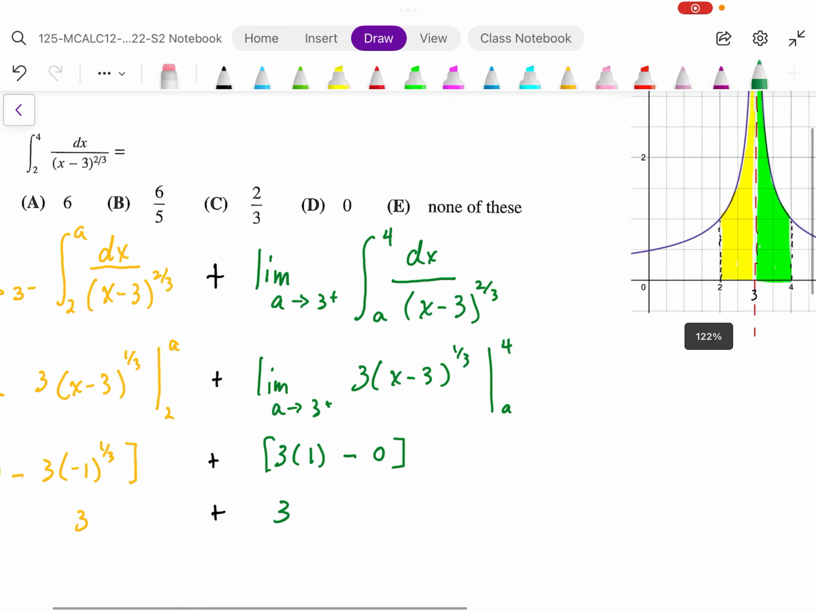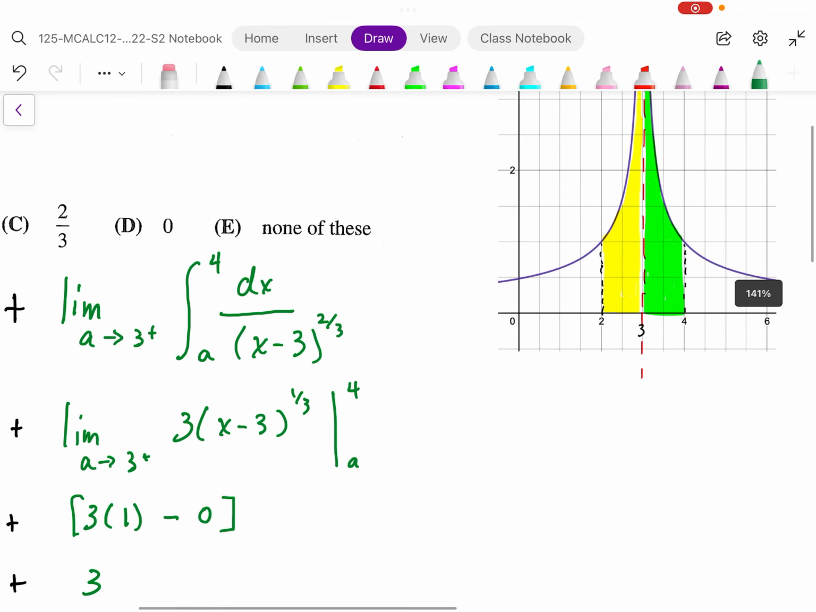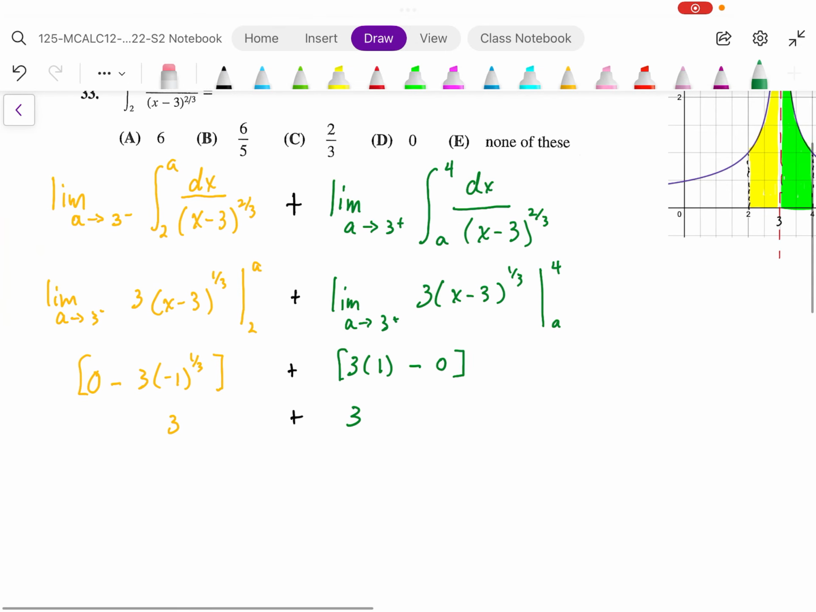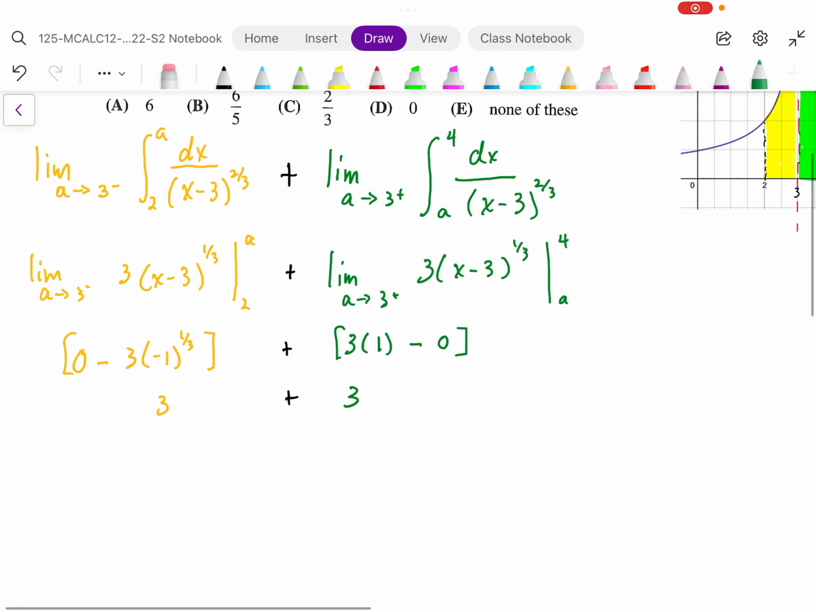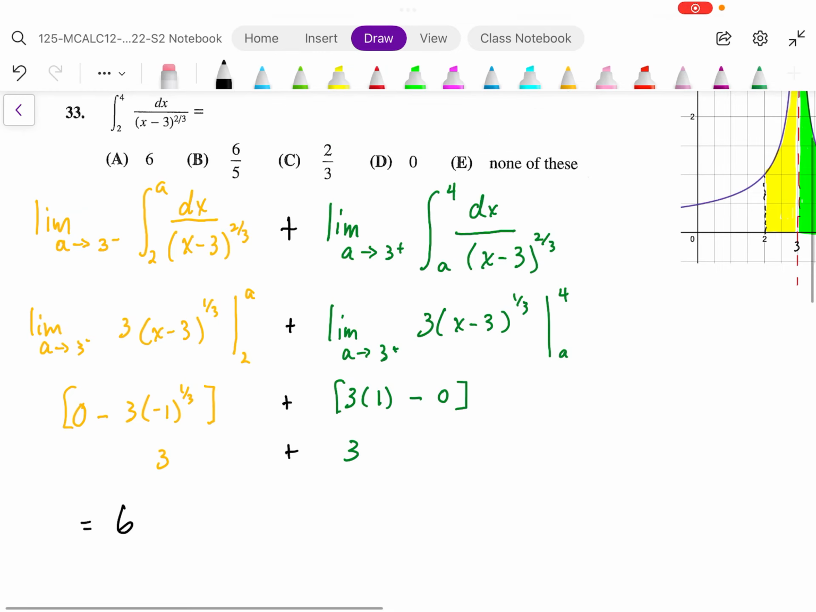And this makes sense because this graph is symmetrical across that asymptote. So on one side it's going to be an area of 3, the other side is going to be an area of 3. So the net area, or the value of the definite integral, is going to be equal to 6. So then the answer is A.